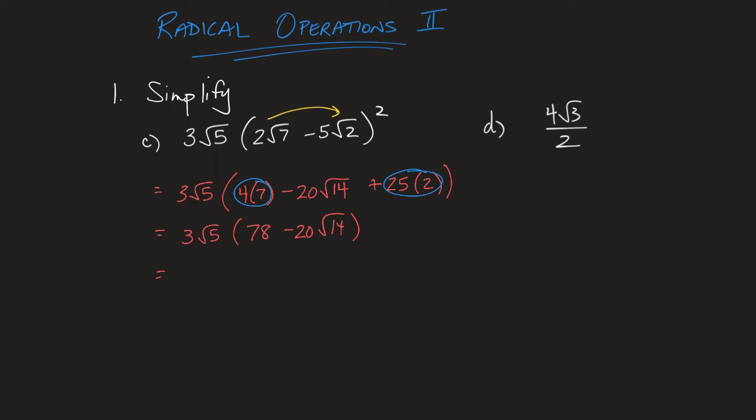And now I can multiply in. Well, I've got to do a little bit of a calculation. So 3 times my 78, well, 3 times 70 is 210, and 3 times 8 is 24. So 234 root 5. And then I have my minus 60.